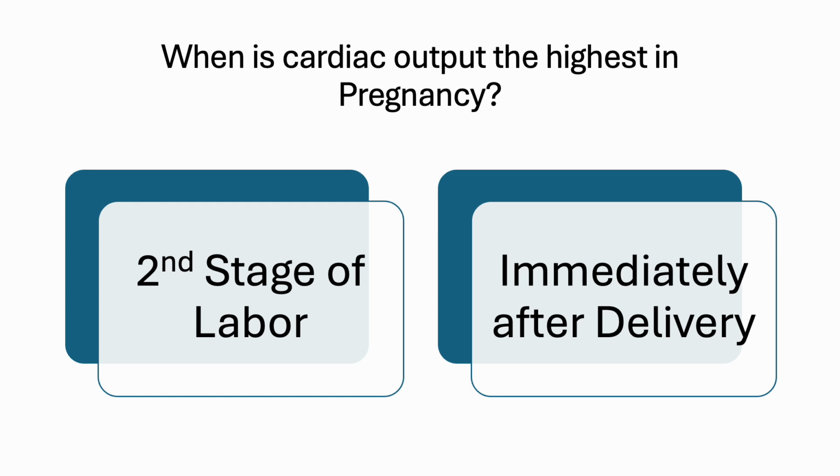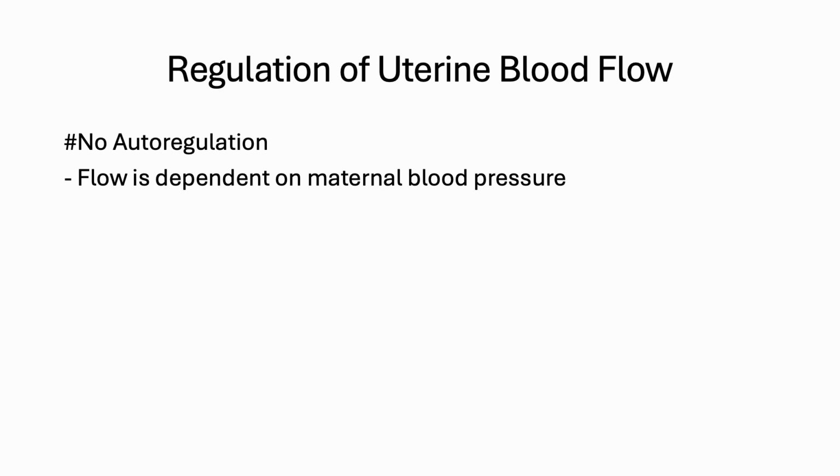A common question that I've gotten in the question banks is, when is cardiac output the highest in pregnancy? And that is during the second stage of labor and immediately after delivery. Immediately after delivery is associated with the auto transfusion. So when the baby comes out, all that blood, as the uterus constricts down, comes back into the body, and you get an auto transfusion. An important note about the regulation of uterine blood flow is that there's no auto-regulatory ability for uterine blood flow, and flow is going to be dependent on maternal blood pressure.